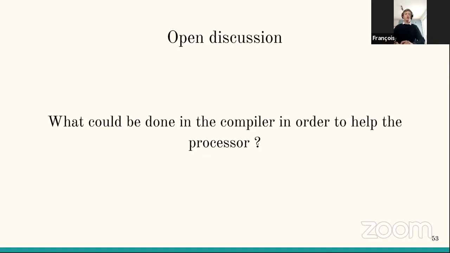Has someone an idea? As I said in the presentation, the arbiter needs to be trained and to know which branch is better. So do you have an idea how you can help the arbiter to make better predictions between the local predictor and the global predictor? If you have an idea, feel free to write in the chat or open your microphone and talk. Has someone an idea how we can help the arbiter?